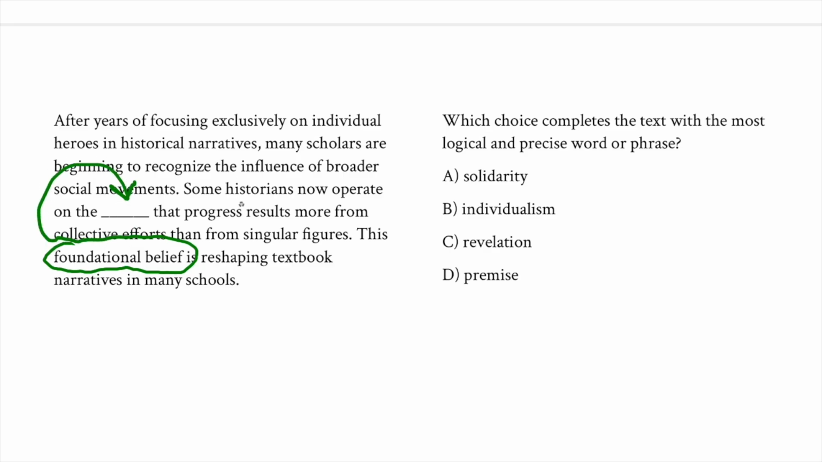So we need a word that means something like a foundational belief. And I'm just going to skip right to it here. So premise. A premise is basically a foundational belief. It's something that other ideas are built on top of. It's a foundation. It's something that's sort of at the bottom or at the root of some other thoughts or ideas. And so that is our correct answer.